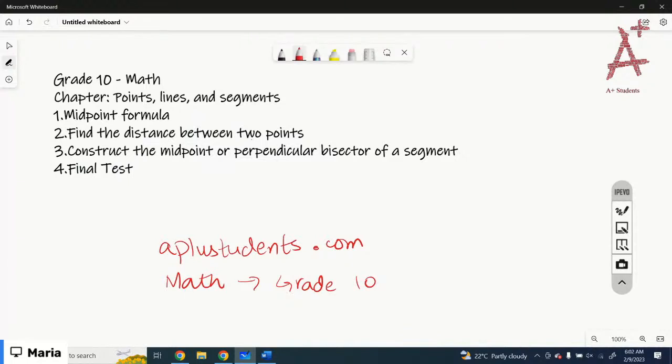So there you can find a list of the chapters. We're going to start with the chapter points, lines and segments. And the lessons we're going to start with is midpoint formula. Find the distance between 2 points. Construct the midpoint or perpendicular bisector of a segment, and then we'll do the final test of the chapter. So let's start with the first lesson, that is midpoint formula.